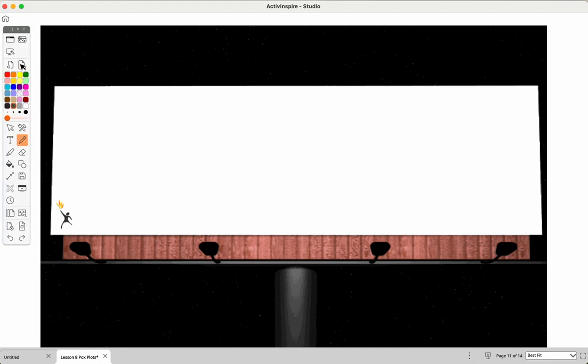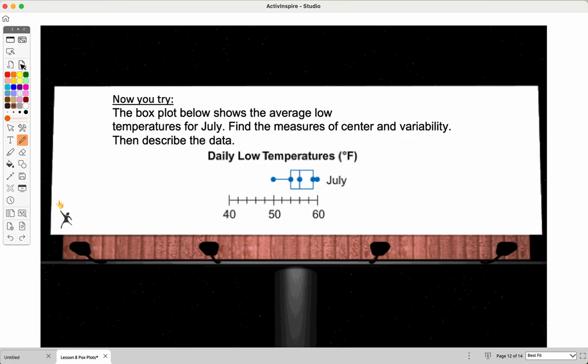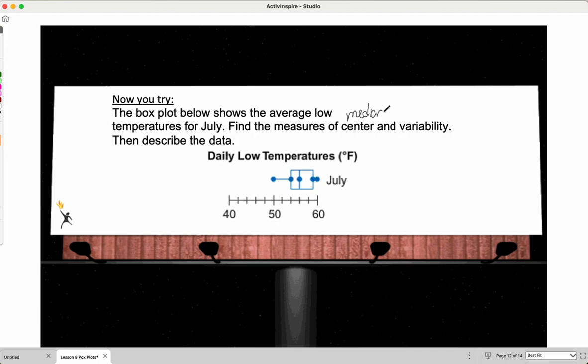All right, go ahead and try the same thing. It says find the measures of center. It really just means the median here. Go ahead and find that, and then tell me a little bit more about your data using the size of the box plot, all that information.